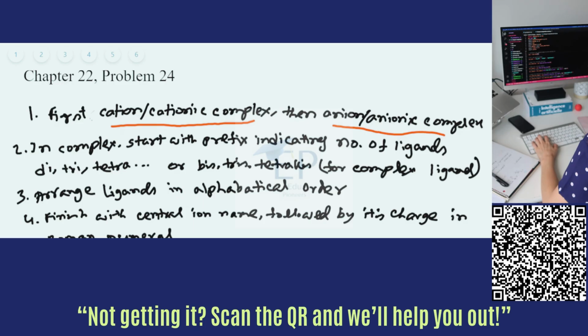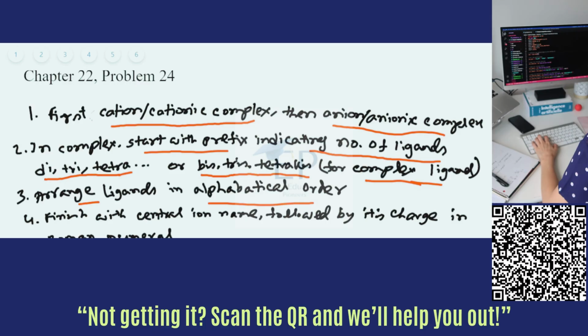And while naming the complex, inside the complex, we have to start with a prefix like di, tri, tetra, or for complex ligands in which the ligands have di, tri, or tetra within their name, we have to use bis, tris, tetrakis, and so on. These indicate the number of ligands present in this complex. And then if we have multiple ligands, we have to arrange them in alphabetical order.